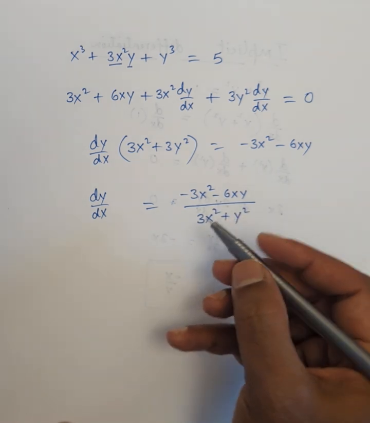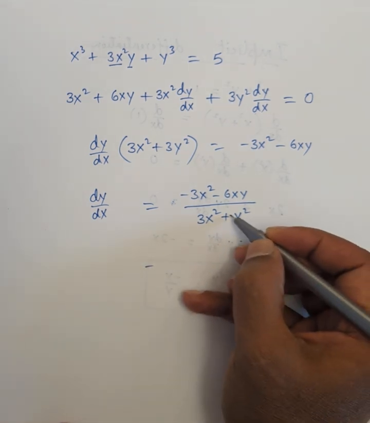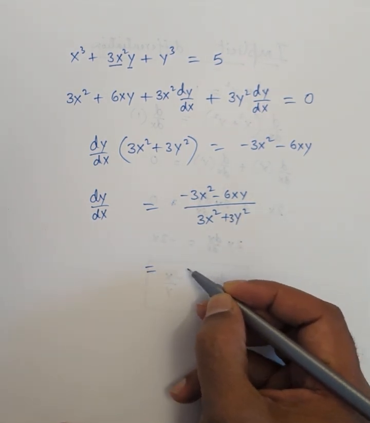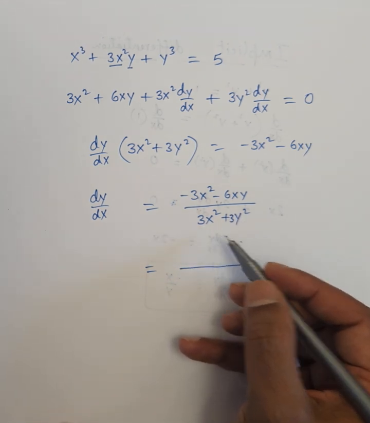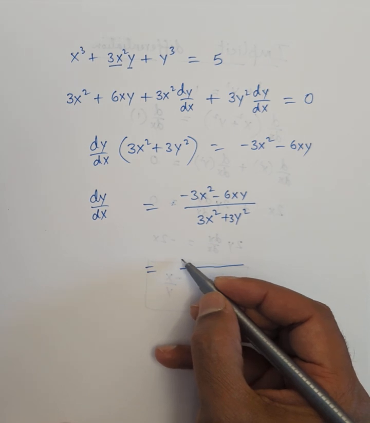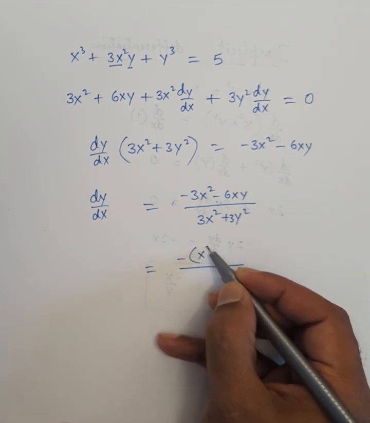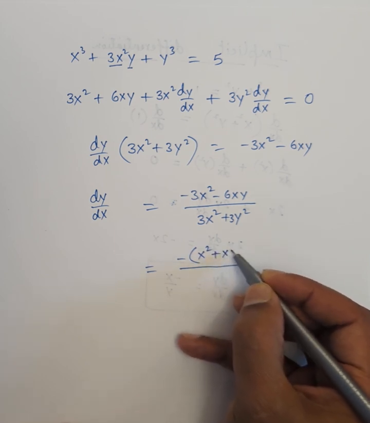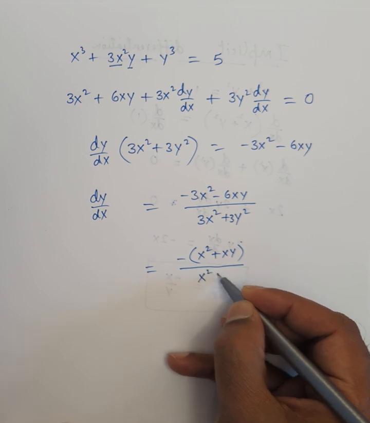And if you care to simplify, remove the common factor, then, oops, sorry, 3y squared. Then you notice that 3 is a common factor in both, and you can actually factor a negative as well. So it would be negative of x squared plus 2xy over x squared plus y squared.